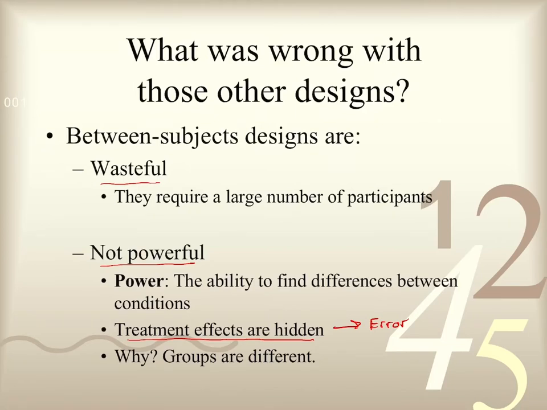Well, why do we have error? Because when we just randomly assign people to one group or another, these groups are always going to be at least a little bit different. Individuals in each treatment group are not likely to be exactly equal to one another before the treatment. And so once we give them the treatment and we measure the differences afterwards, the differences in their dependent variable are likely to be due in part to these pre-existing differences.